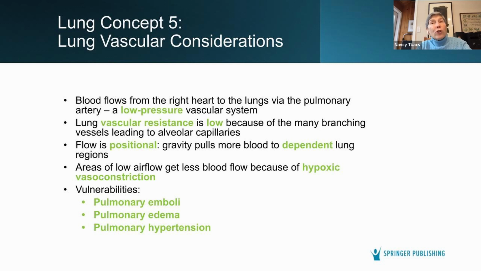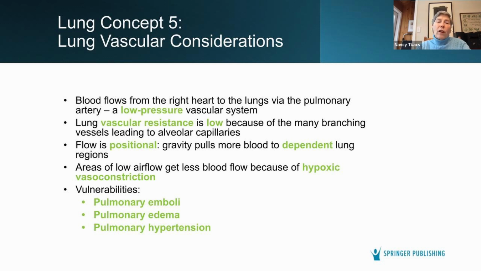So the pulmonary artery pressure averages 25/15, much, much lower than aortic pressure. So this is a low pressure vascular system. And that relates to the fact that there is very low lung vascular resistance. The lungs have many, many branching vessels leading to those alveolar capillaries. So it's almost like a spongy texture where each little tiny bubble has its own capillary. So you have many millions of alveolar capillaries taking this blood from the pulmonary artery over to the pulmonary veins. And you have all of these parallel pathways reducing the vascular resistance.